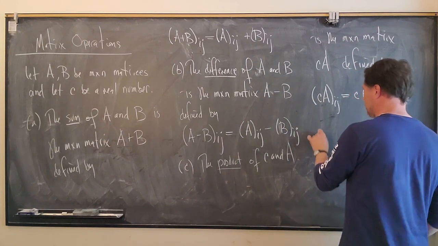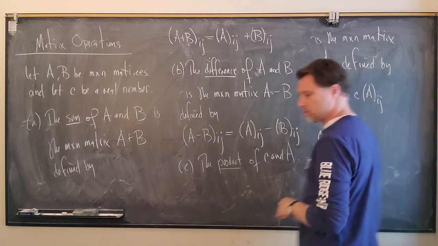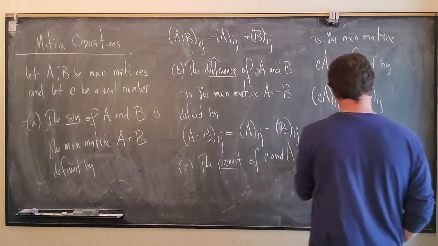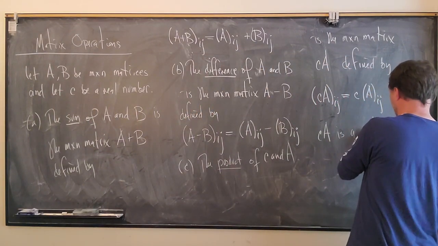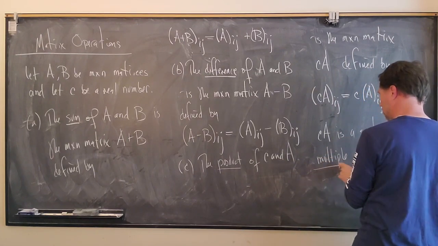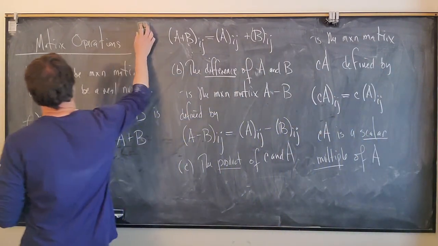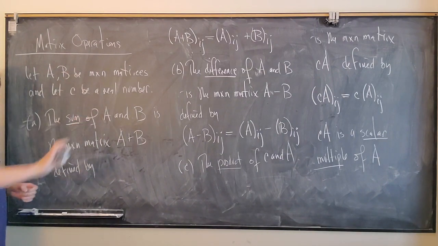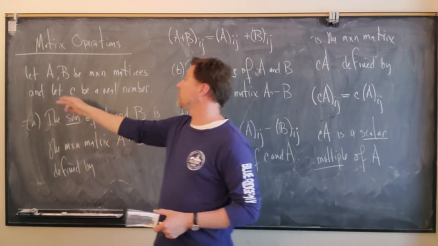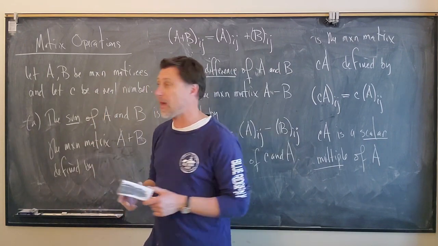So CA is a scalar multiple of capital A. So let's try one quick example. And notice, to do these three operations that we've discussed here, you've got to have matrices that have exactly the same size. So they both need to be M by N matrices.